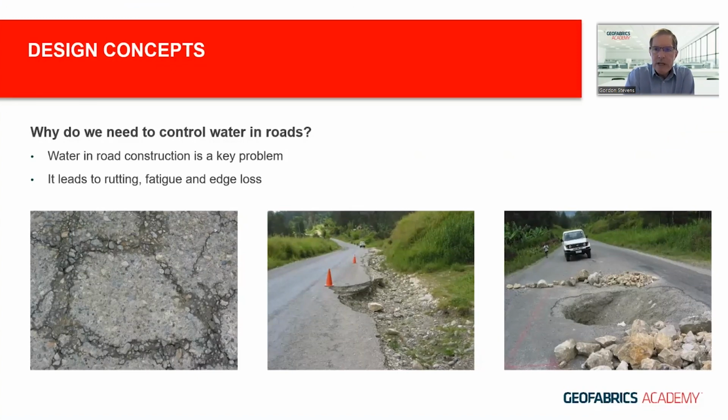Excess moisture weakens a pavement structure, resulting in block cracking, which ultimately leads to potholes and edge cracking, which is shown over here, some more extreme examples of edge cracking and potholes.